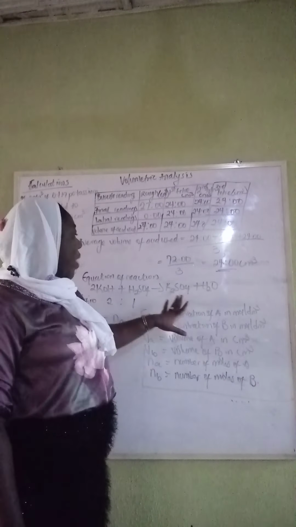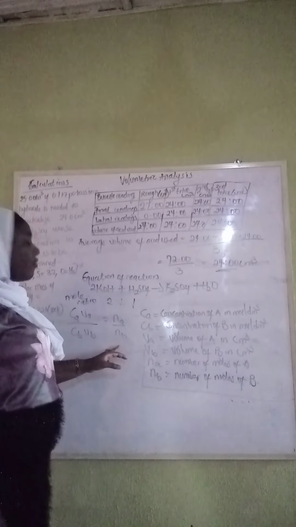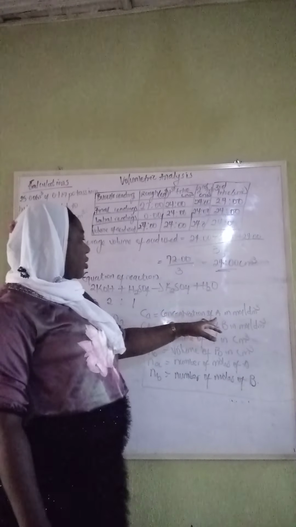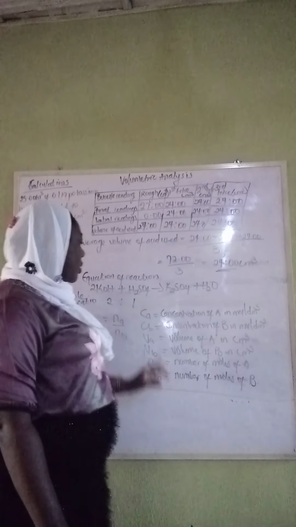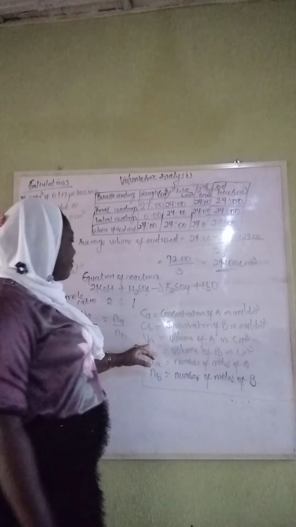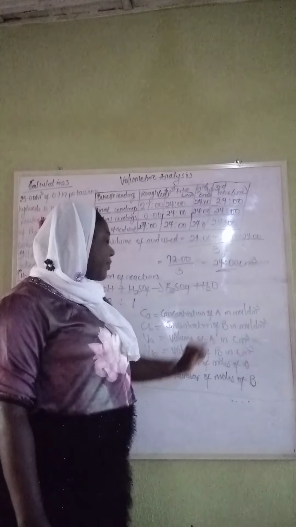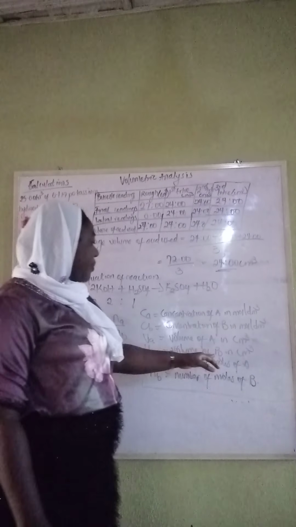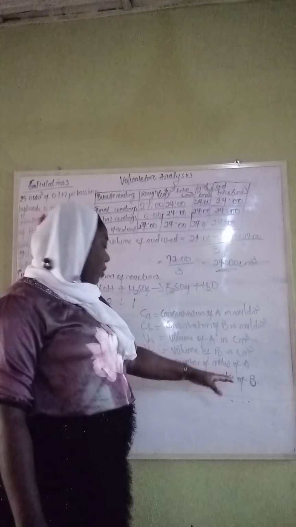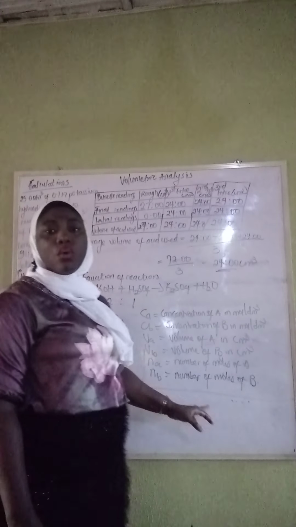Now there's something we call CAVA over CBVB equals to NA over NB. These are the meanings. Ca simply means concentration of A in mole per dm cube. Cb means concentration of B in mole per dm cube. Va means the volume of acid in cm cube. Vb means the volume of the base in cm cube. Na means the number of moles of A. Nb means the number of moles of B.